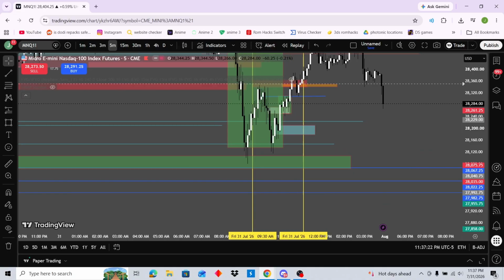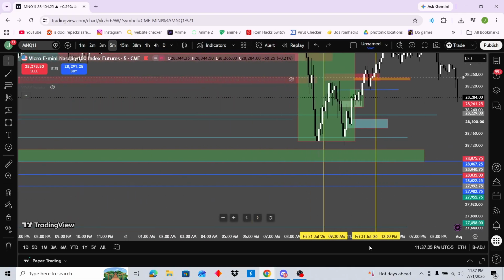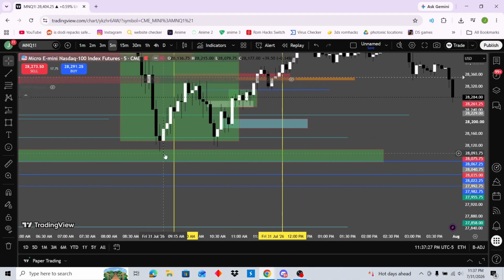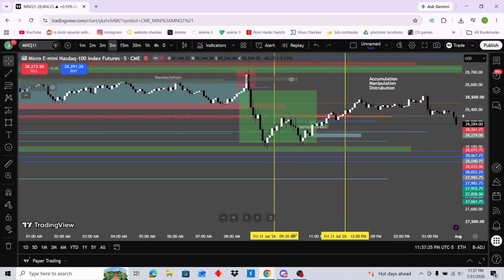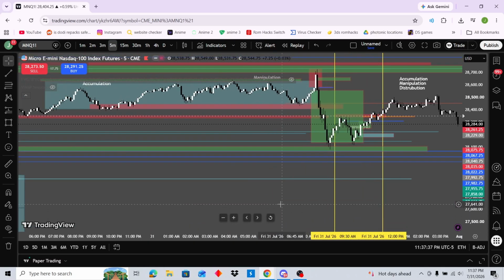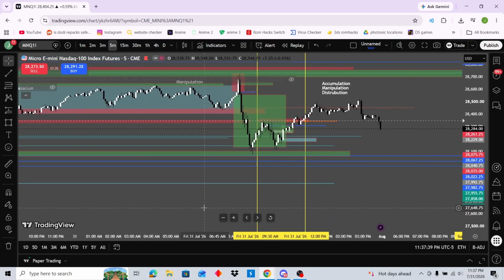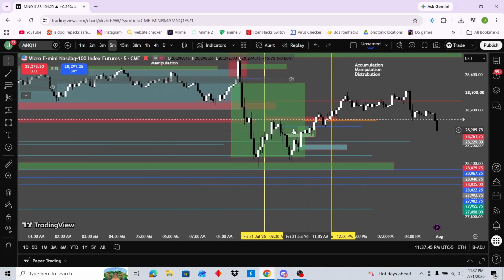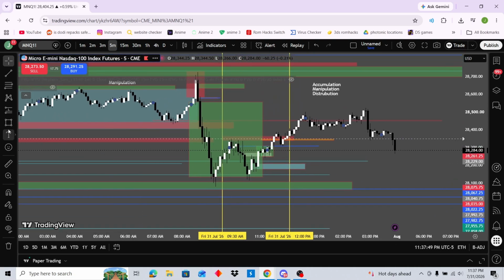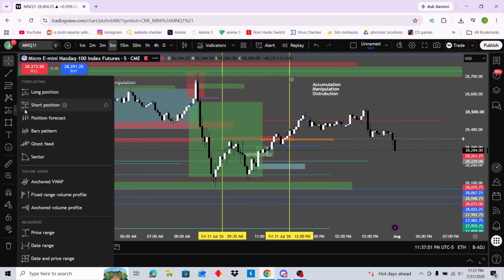So what happened once we reached this form of liquidity? We tapped into it, rejected. We tapped into it again and rejected. So at this point, I'm feeling that we would probably reverse, or it's just a pullback. But we're just going to keep it very simple. So this is one trade you would hit today.